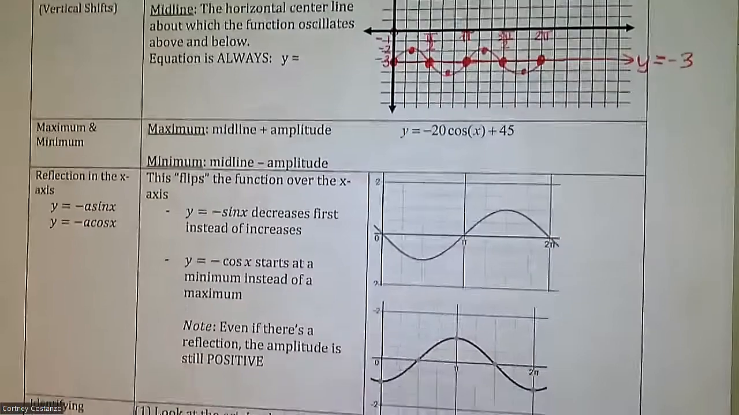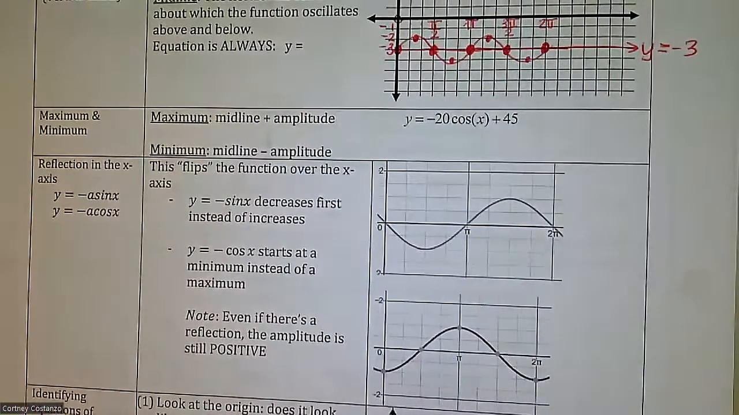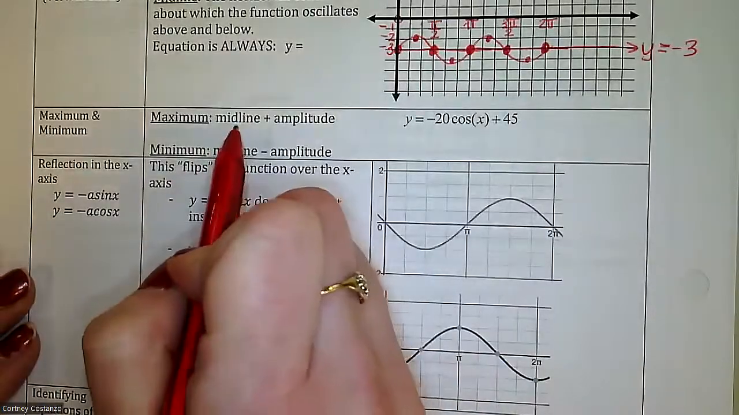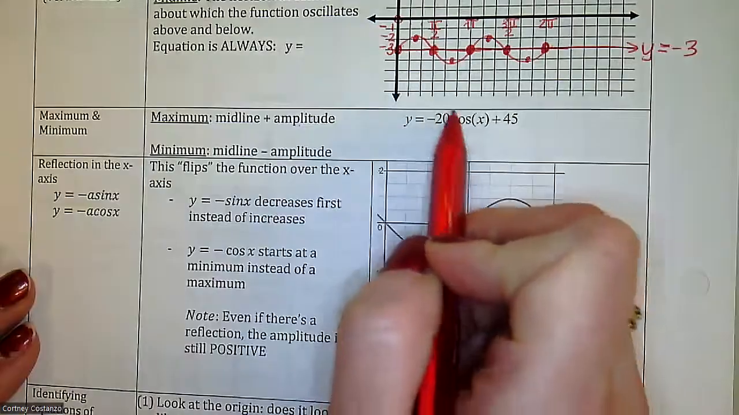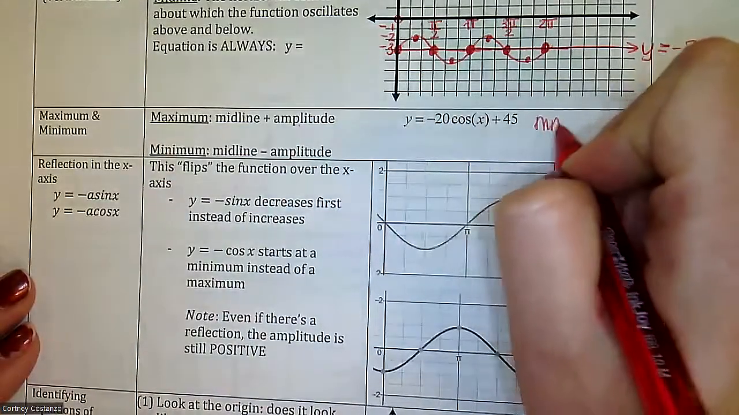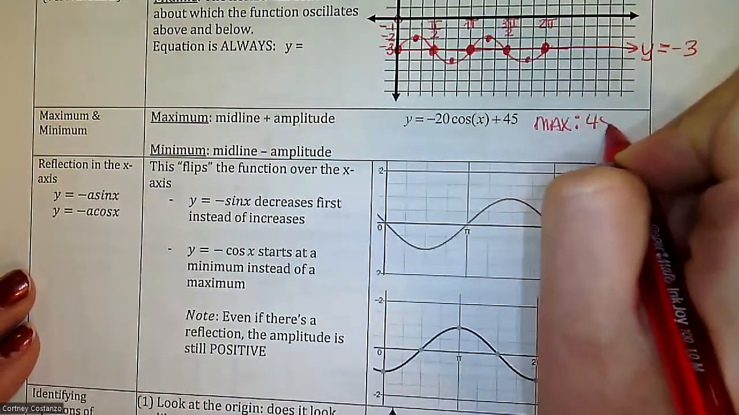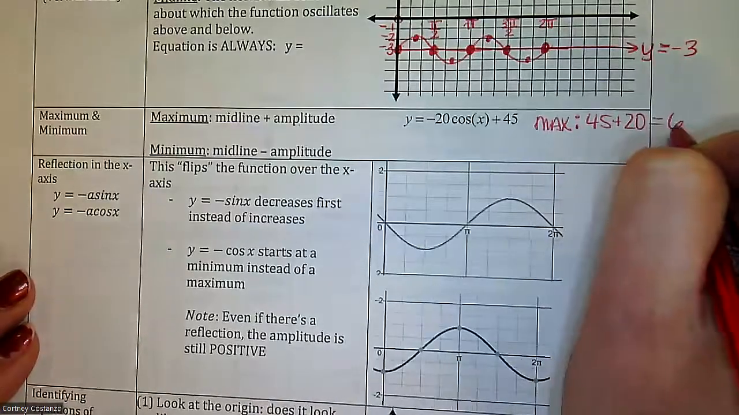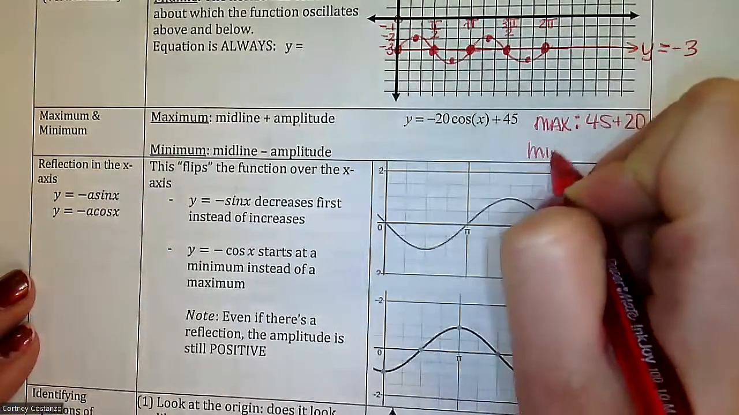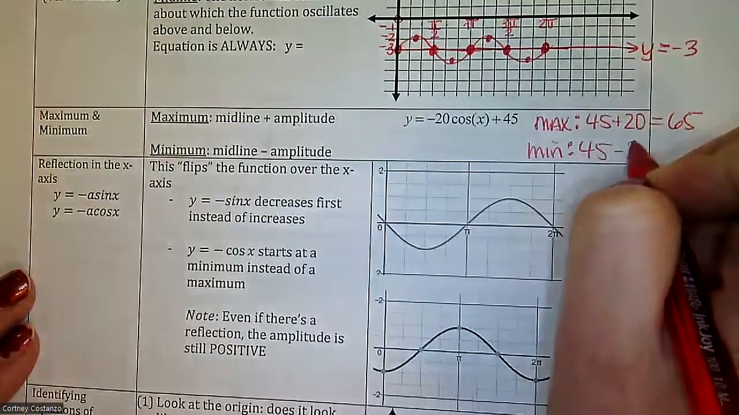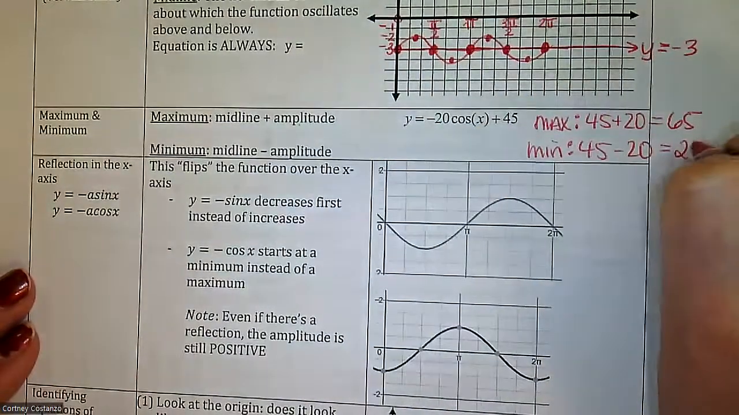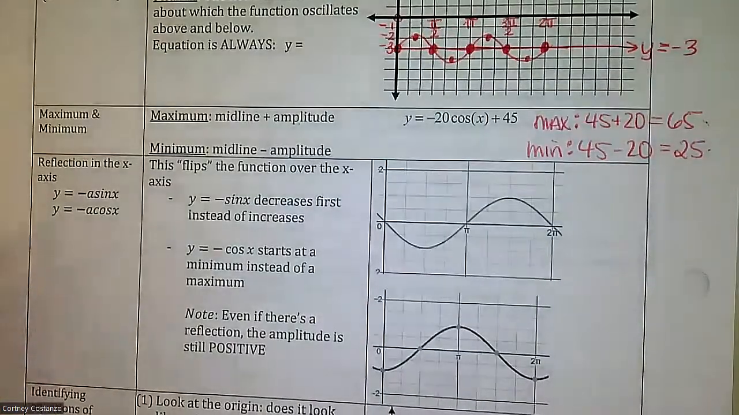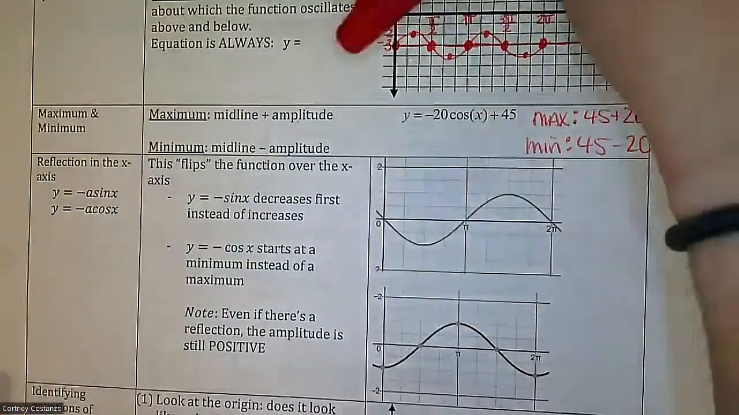All right, well, what if I just give you an equation and I ask you to find the maximum and minimum without having to graph it? So remember, the maximum is the midline plus the amplitude, and the amplitude is always positive. So in this one, it's kind of sneaky and tricky. The maximum would be 45 plus 20, and the minimum would be 45 minus the 20. So ignore the negative that's in front of the equation. These are the 2 values that it will oscillate between.